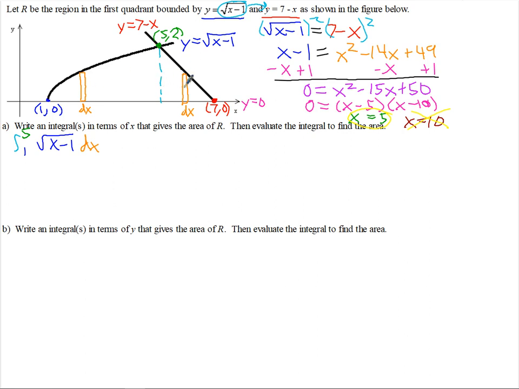And then to find the area from the dotted blue line to this x-intercept, you'd have to add another integral. This time the lower limit would start at the x-coordinate here, 5, and stop at this x-coordinate of 7. And this one would be the top minus the bottom. In this case, the top one is 7 minus x.